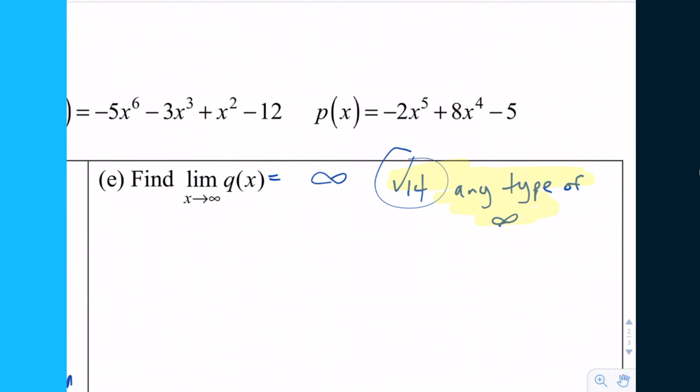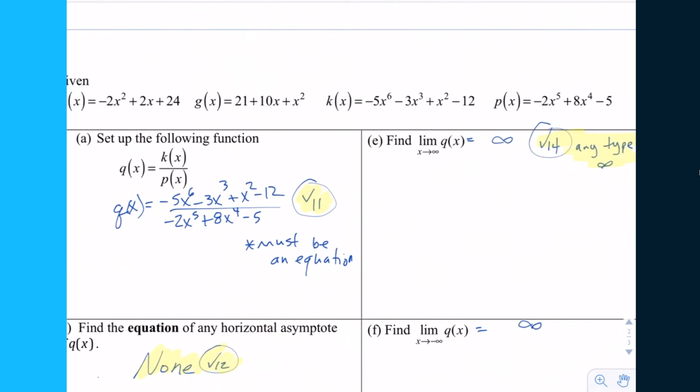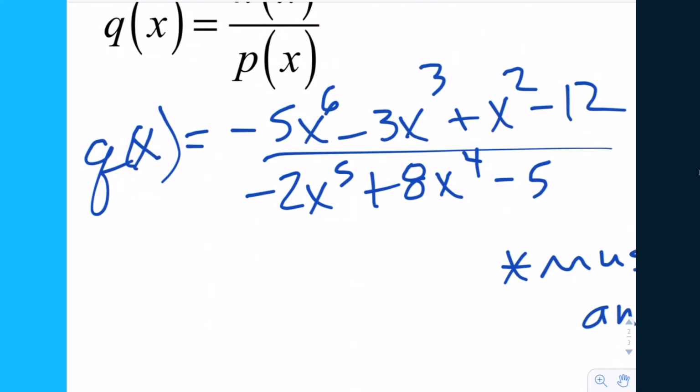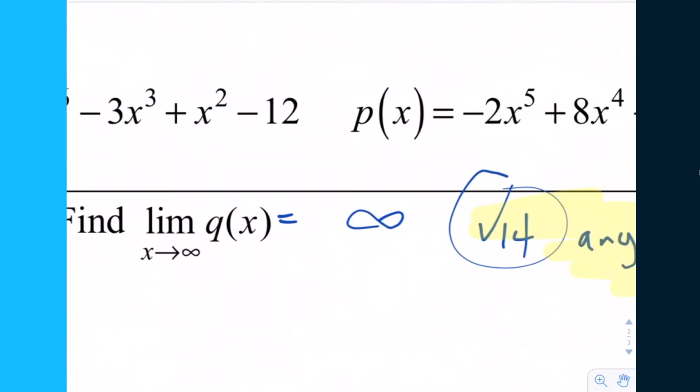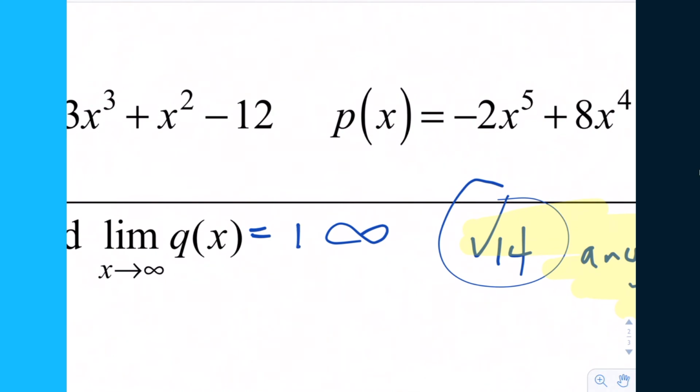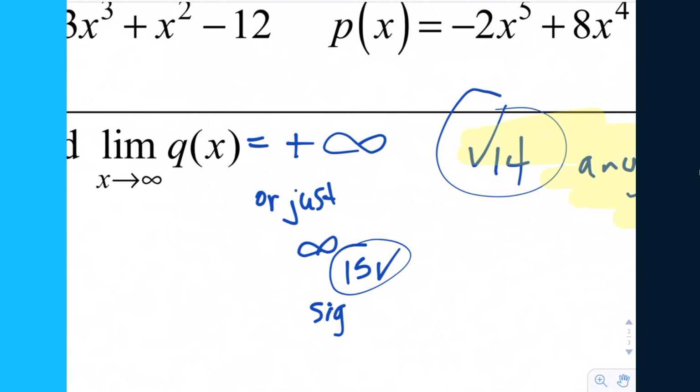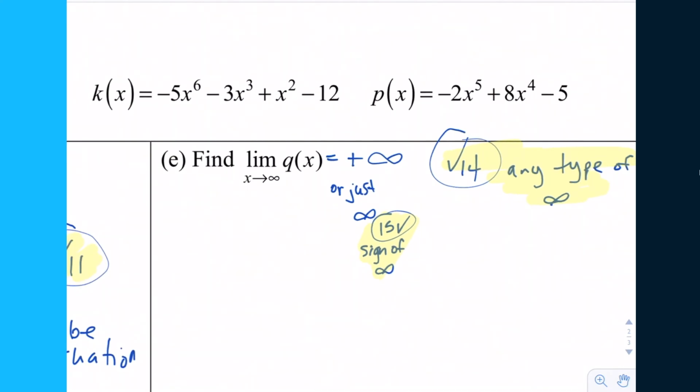And then how do we figure out the sign? You plug it back in to the leading terms, right? So looking at the leading terms, when you plug in a positive value, x to the 6 is going to be positive times negative 5 makes it negative. And same thing in the bottom, you're going to have a negative. So what's a negative over a negative? Positive, okay? So the 15th check will be for positive or just infinity, okay? And that's going to be for the sign of infinity for the 15th check. Of course, you don't have to put a plus in front. But if you just have infinity, then you get 2 checks. What a great deal.